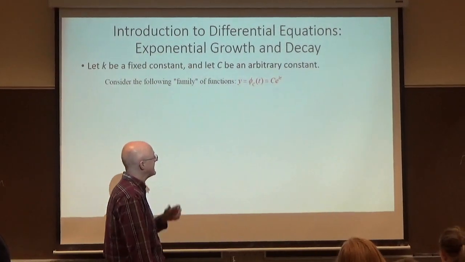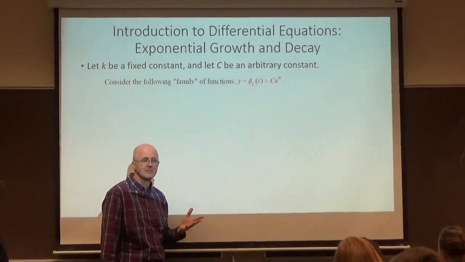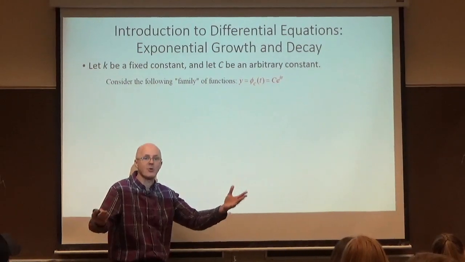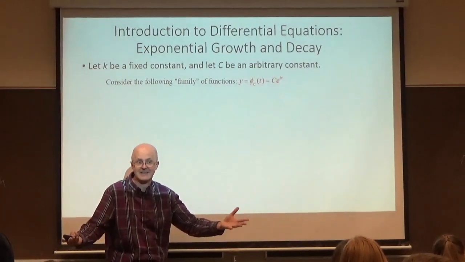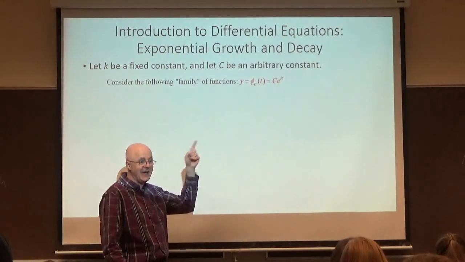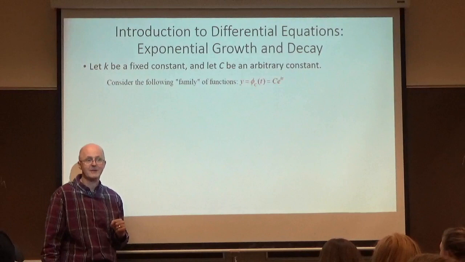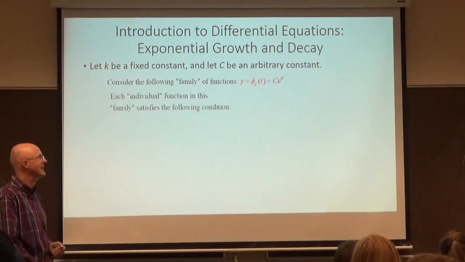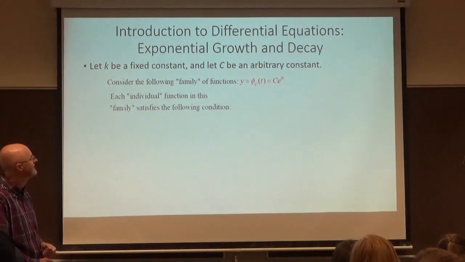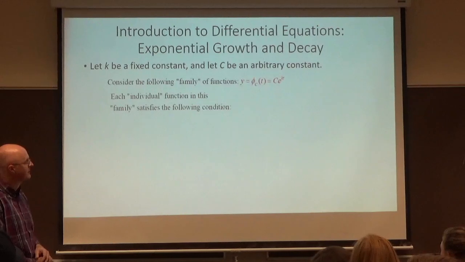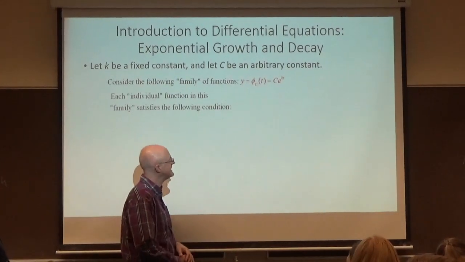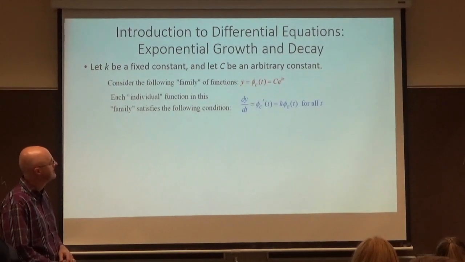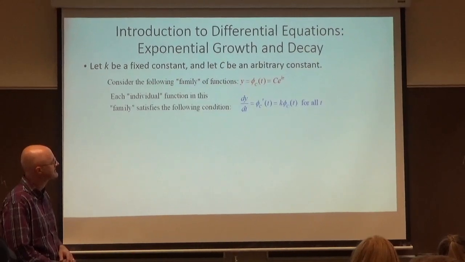For each value of c, I get one function. But I could pick c to be anything, so I really have an infinite family of functions. Imagine your family had infinitely many people in it. Okay, that's the analogy. For any particular value c, you have one individual from the family. But there's infinitely many functions in the family. In this case, with this particular family, where the function is c times e to the kt, each one of those functions satisfies the following condition. Its derivative is k times itself.